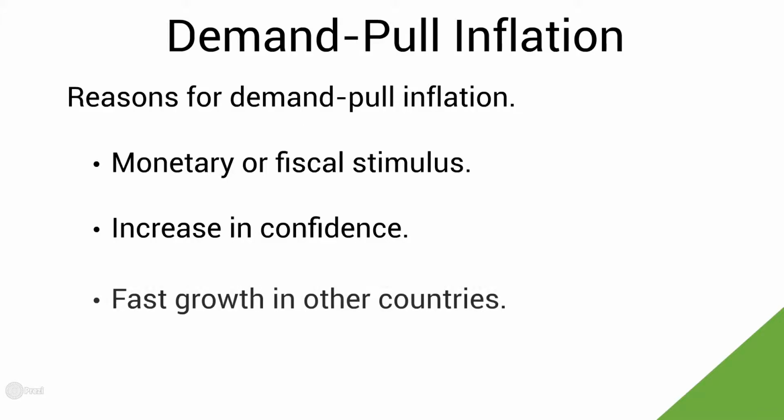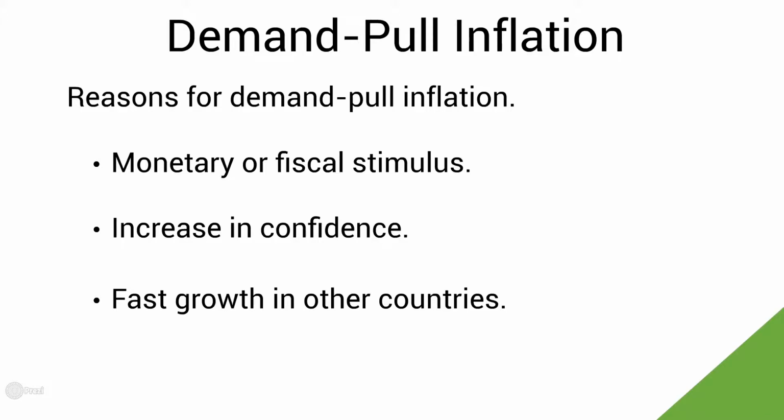Faster growth in other countries can also cause aggregate demand to increase, because if there is faster growth in other economies, it is likely that the foreign economies will suck in imports, which will be exports for the domestic economy. Exports are a component of aggregate demand, which means that if there is an increase in exports or an increase in demand for exports, aggregate demand will shift outwards, thus causing an increase in the price level.